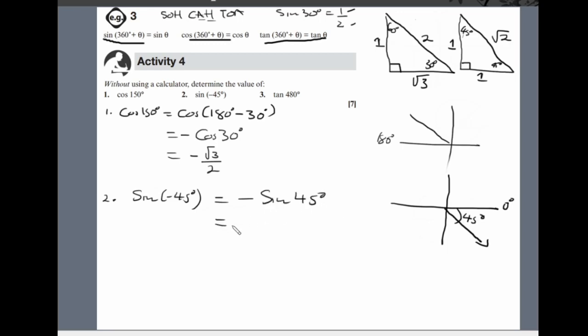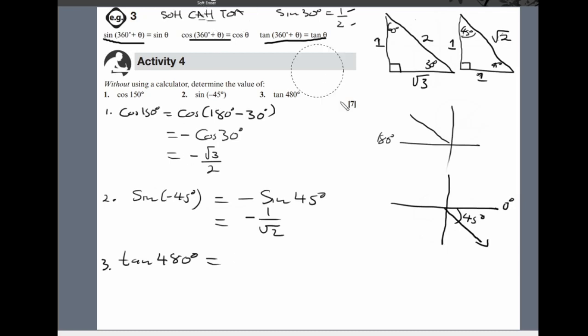Okay, and then go to your special triangles. Sine 45 is opposite over hypotenuse, so it's opposite 1 over hypotenuse square root of 2, so this is minus 1 over root 2. Okay, and then number 3, tan 480. We see that 480 is greater than 360, right? So if you say 480 minus 360, on your calculator you will find that it equals 120, right?